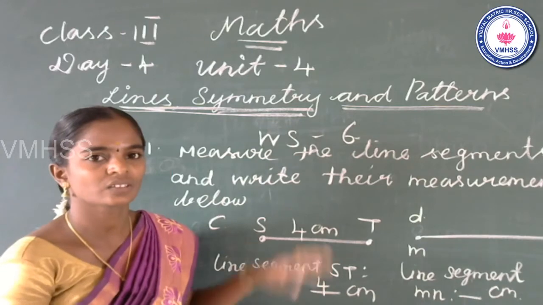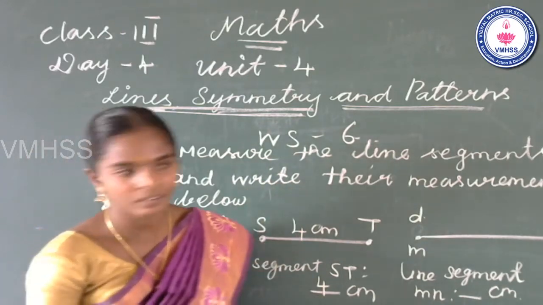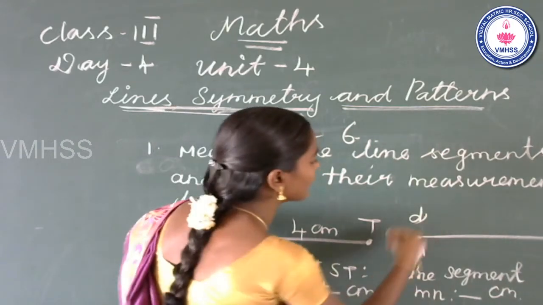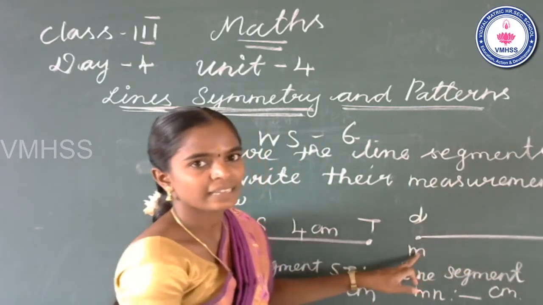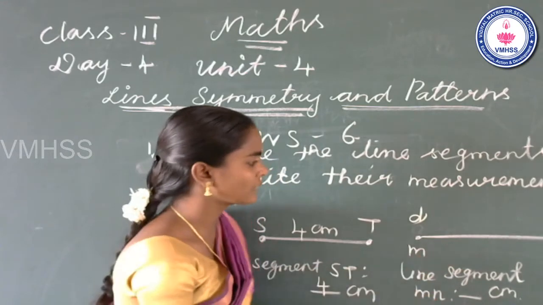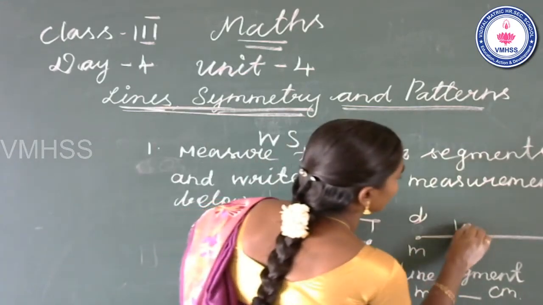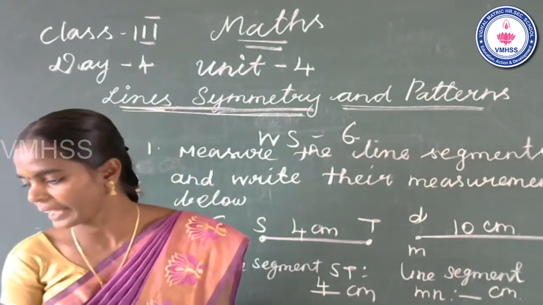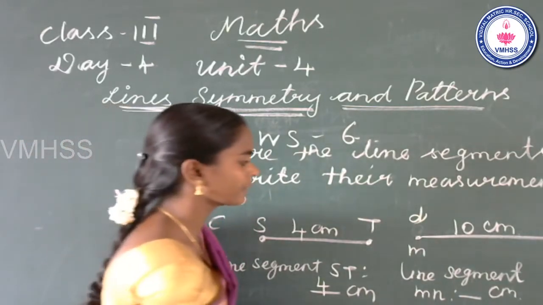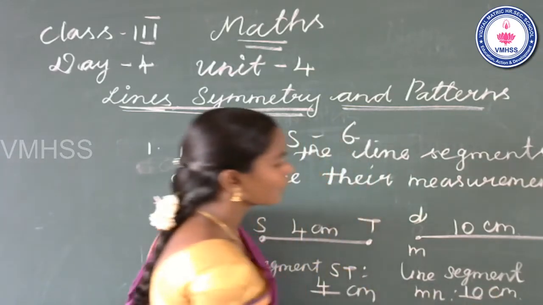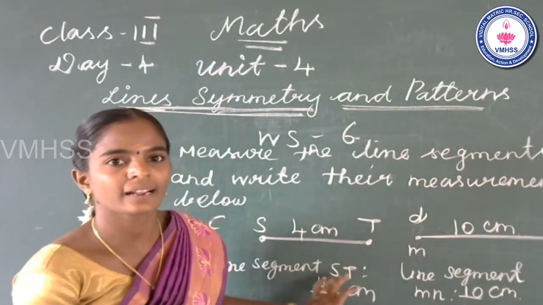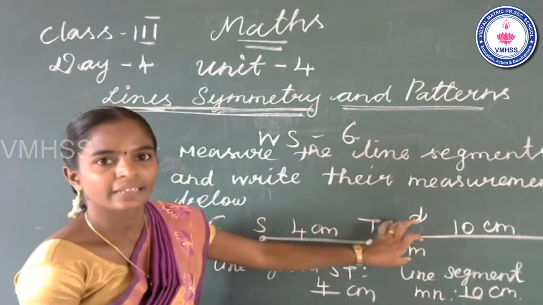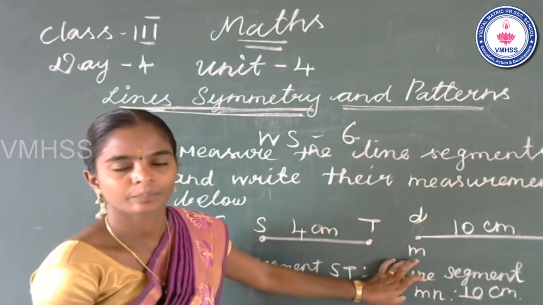Okay, children. Next one, MN. So D question, the line segment MN. So this one is 10 centimeter. So D answer 10 centimeter. Children, write the answer carefully. So C answer 4 centimeter. Next D 10 centimeter. Is it clear?